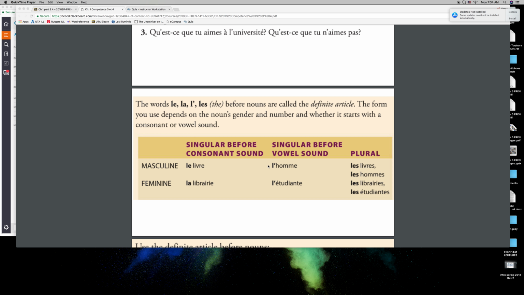Oh, one last thing. If a word begins with a vowel sound, even though it's an H, it's a vowel sound in French, you don't pronounce the H, le and la will turn into l apostrophe, because we don't want two vowels together, as I was explaining before. You cannot say le homme or la étudiante, right? So you will say l'homme, l'étudiante. So repeat after me first, s'il vous plaît. Le livre, la librairie, l'homme, l'étudiante, les livres, les hommes, les librairies, les étudiantes.